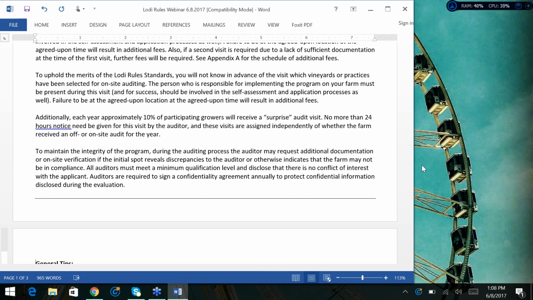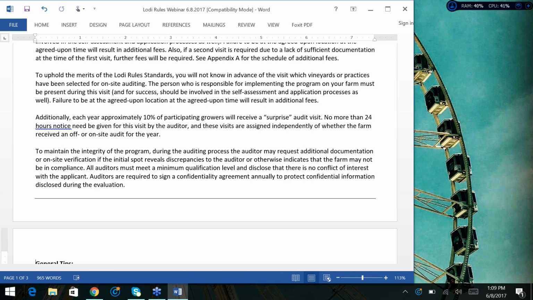Additionally, each year approximately 10% of participating growers will receive a surprise audit visit, otherwise known as our random, and no more than 24 hours notice will be given for this visit by the auditor. We can be a little flexible there, 24 to 48 hours, and these visits are assigned independently of whether the farm received an off or an on-site audit for the year.